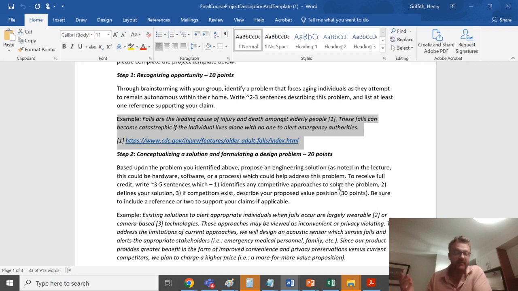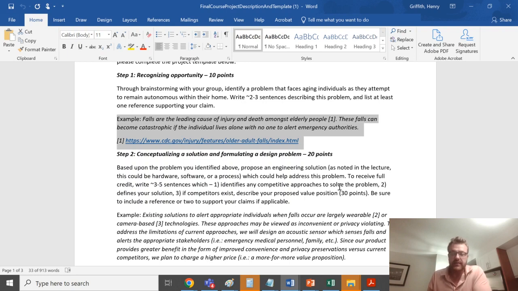And it could be one competitive solution is that no one is attempting to solve this problem. But probably if you do a little bit of digging, you will see that other people are attempting to solve it in some way. In addition, this 3 to 5 sentence section should define what your solution is. And if you have competitors, it should show whatever your proposed value proposition is relative to those competitors. And I would like to see 1 or 2 references kind of supporting your claims here.